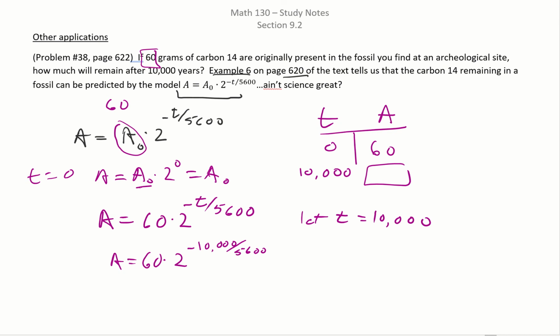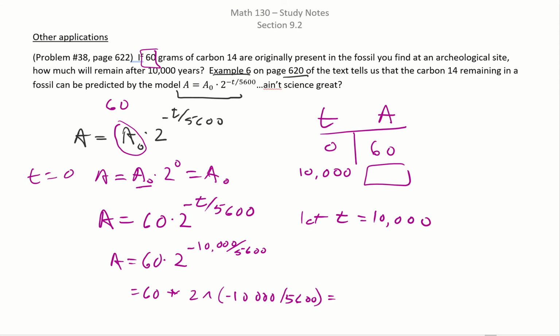Let's grab our calculators and do this thing. In this case, what I would do to calculate it is I would go 60 times 2, up caret, and I use parentheses on this. I hit that little negative sign for numbers and put 10,000 divided by 5,600, and see what you get. So let's do it. We're going to go 60 times 2 to the power, parentheses, negative 10,000 divided by 5,600, close, and get, wow, this guy dropped quite a bit.